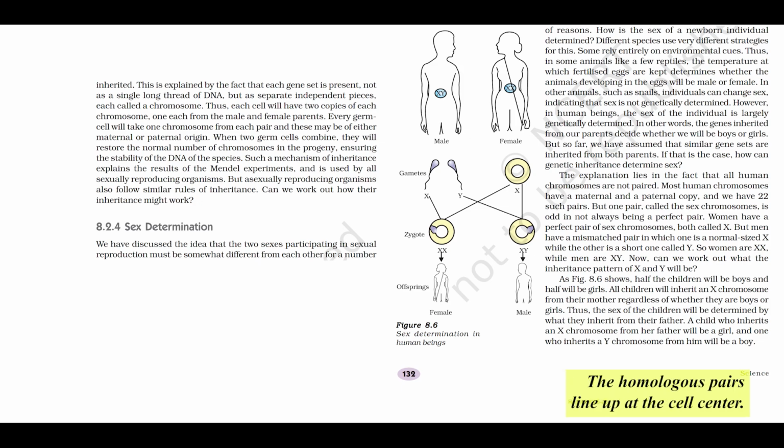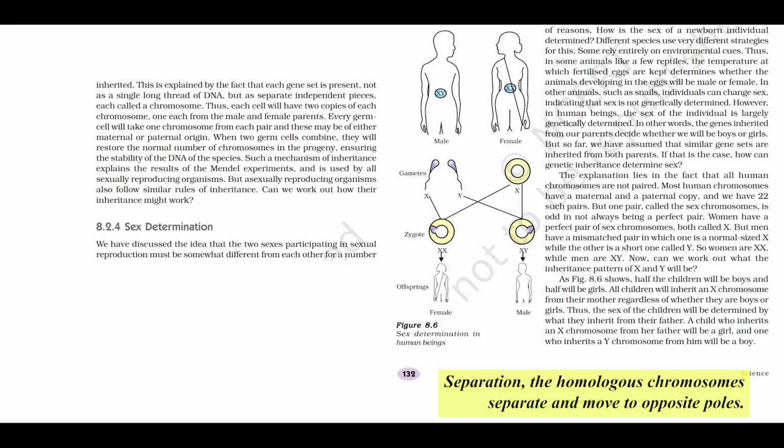Independent assortment. The homologous pairs line up at the cell center. Crucially, how they line up is random. The maternal copy of pair 1 might face left, while the paternal copy of pair 2 faces left. This randomness dictates which mix of maternal and paternal chromosomes ends up in each daughter cell. This is the chromosomal basis of Mendel's law of independent assortment.